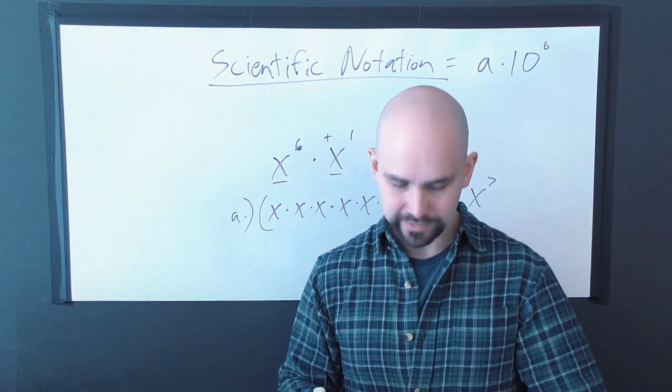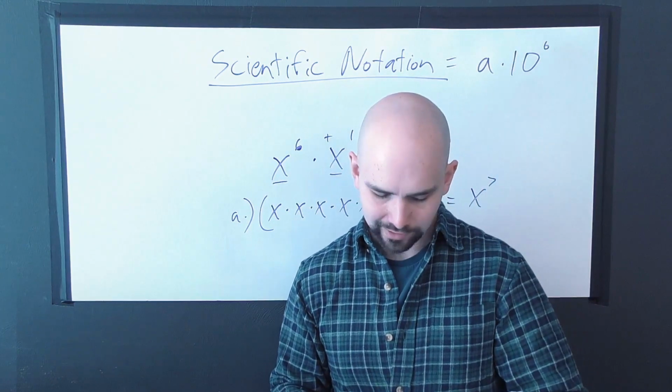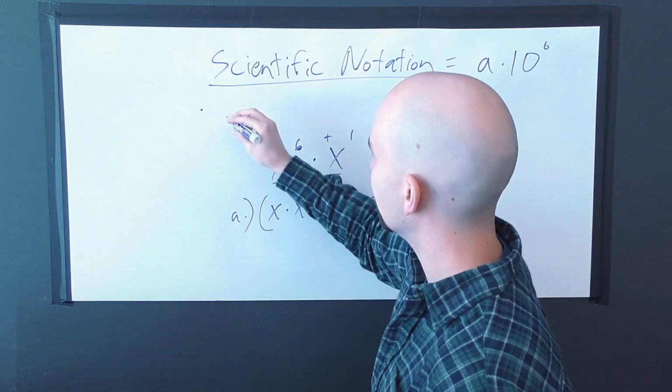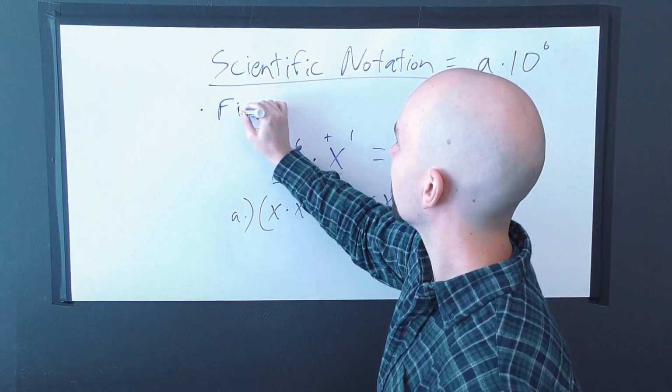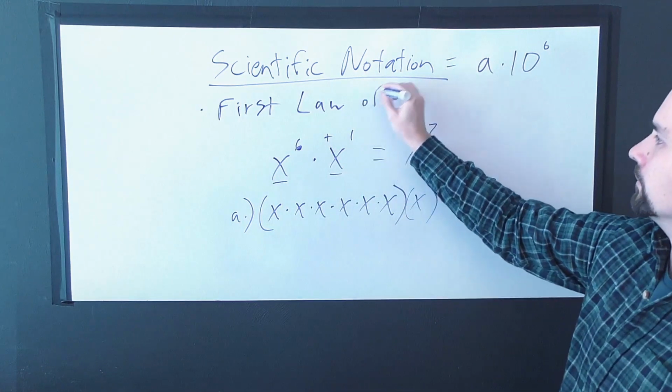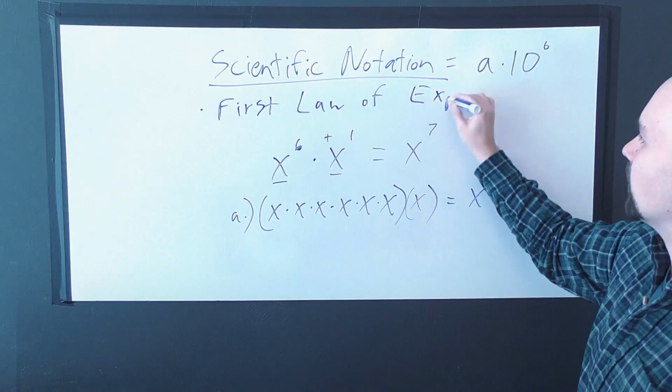So this is actually what we call the first law of exponents. So I'll put it here. You can enter this into your math dictionary. First law of exponents.